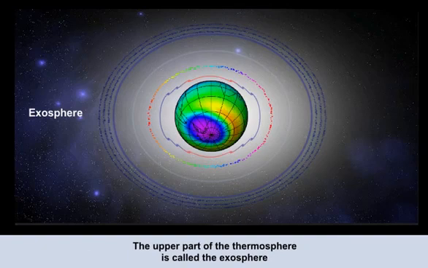The upper part of the thermosphere is known as the exosphere. This layer starts at about 700 kilometers above the Earth's surface and is highly tenuous and undefined.